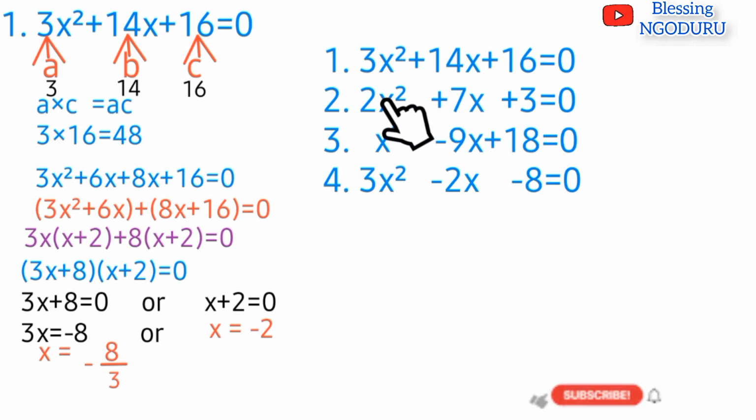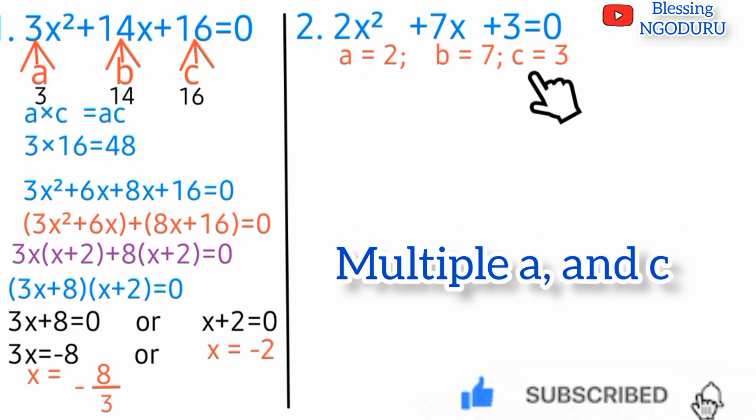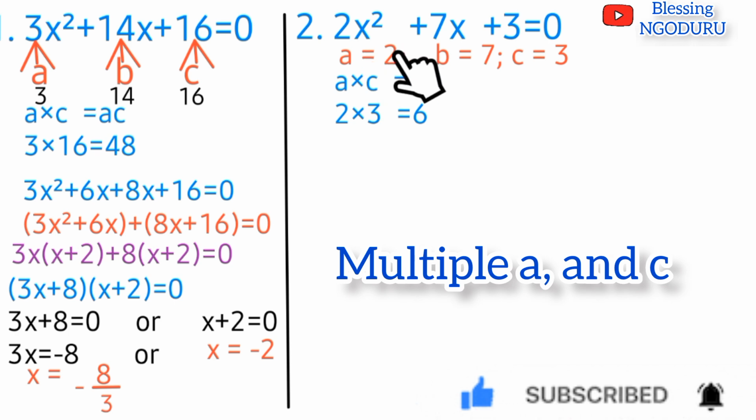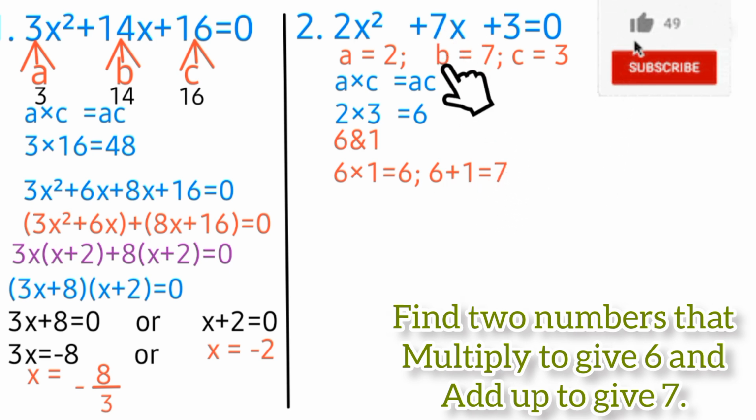Now let's answer question number 2. Let's identify a, b, and c. Our a is 2, b is 7, and c is 3. Let's multiply a and c. The multiplication of a being 2 by c being 3 gives 6. Find the two numbers that multiply to give 6, but when added give 7. Those numbers are 6 and 1, because when you multiply 6 by 1, it gives 6, and when you add 6 and 1, it gives 7, being the value of b.